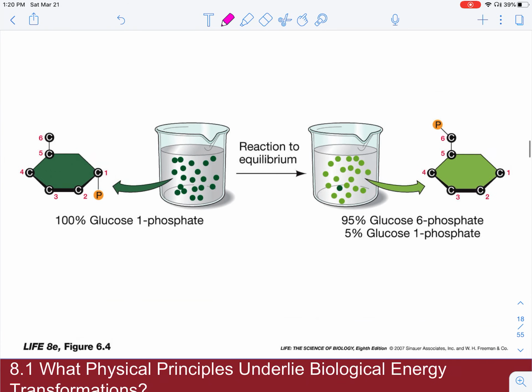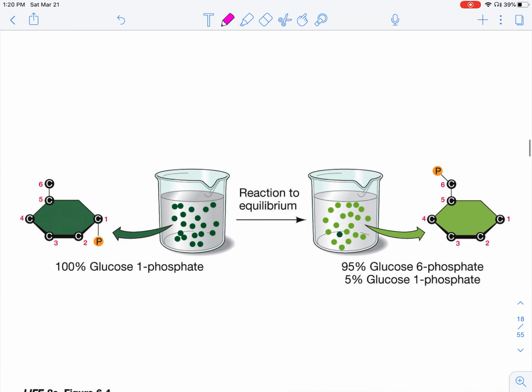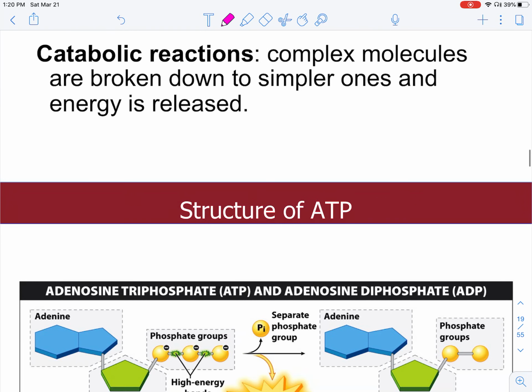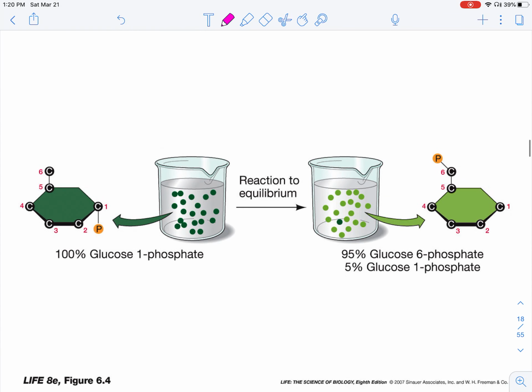I think I will end this here to keep it relatively brief, and then we'll go into enzymes and biological macromolecules in the next unit. But just looking, this is an example I like to use. Here is an example of G1P going to G6P.